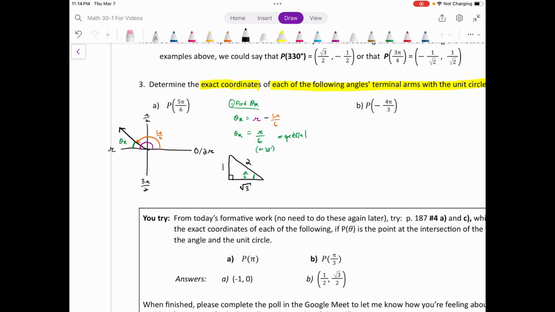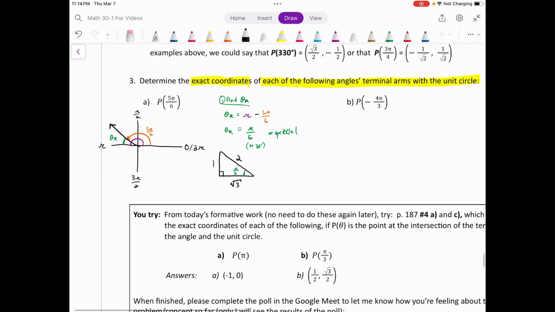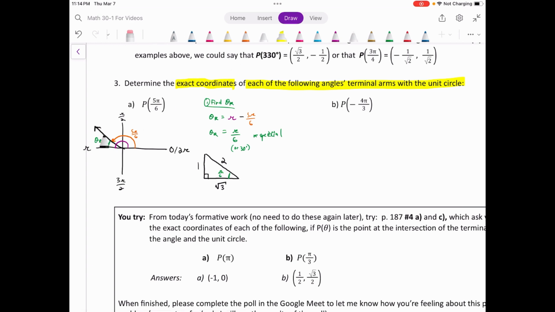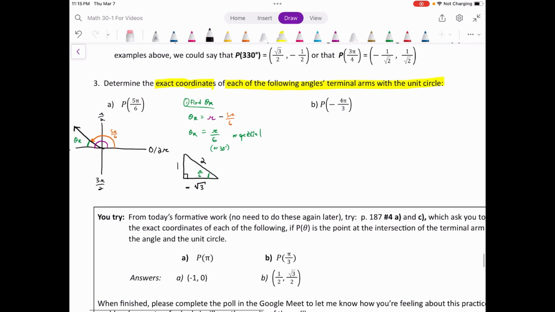All right, so we want to find the coordinates where this terminal arm intersects with the unit circle. In other words, we want to find cos theta and sine theta, because cos theta will be the x coordinate, sine theta will be the y coordinate. So here we go. Actually, I'm going to recognize that really this x here is negative root 3. We can use our special triangle, but I'm just going to recognize that it's in the context of this where x is negative. So what is cosine? Cosine of theta will therefore be adjacent over hypotenuse, right? So negative root 3 over 2.